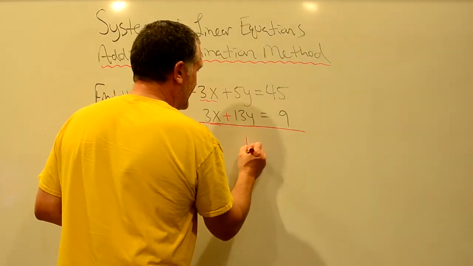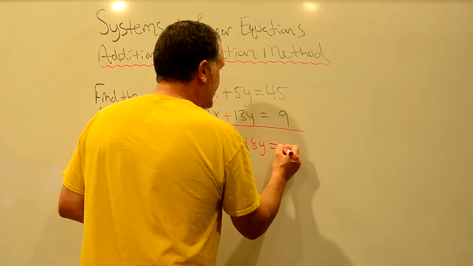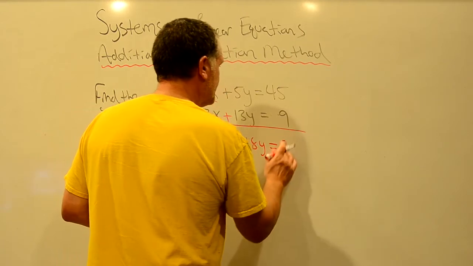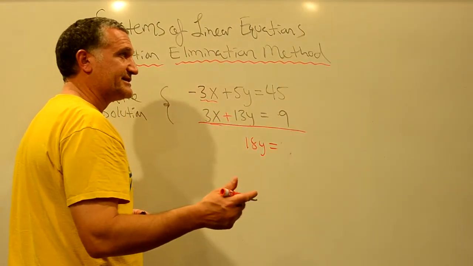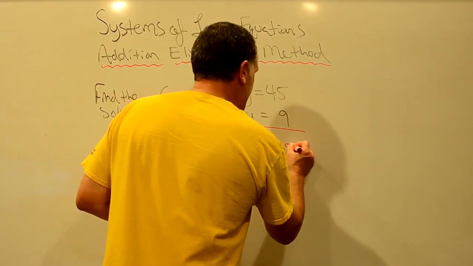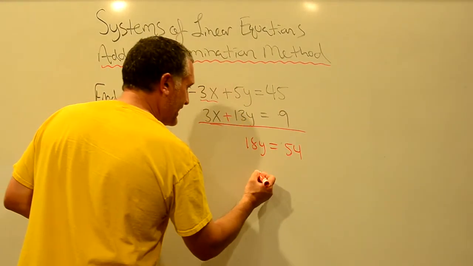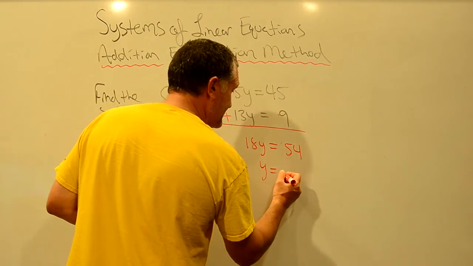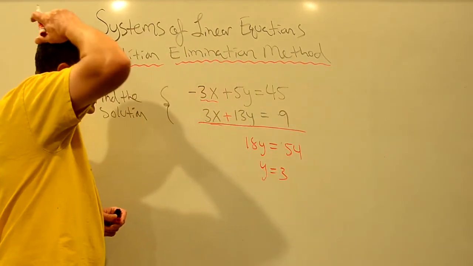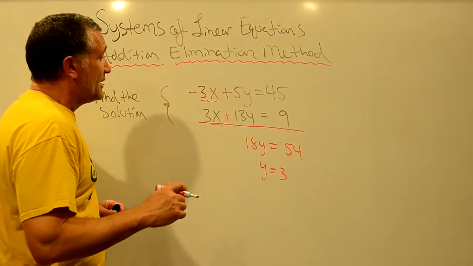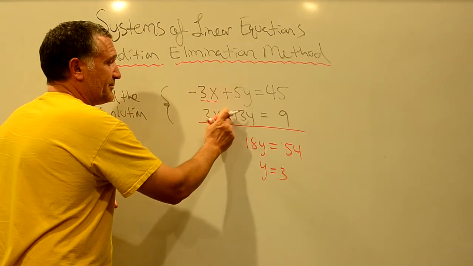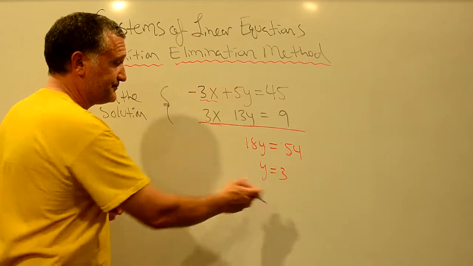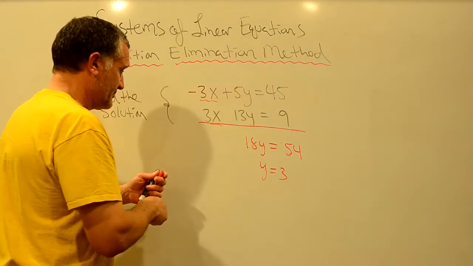So I end up with 18y equals, I think it was, when I subtracted, it was 36. 9 plus 45 is 54. Divide both sides by 18, and y would equal 3. 18 times 3 is 54. So now I'm going to get my other variable. I'm going to solve for x.